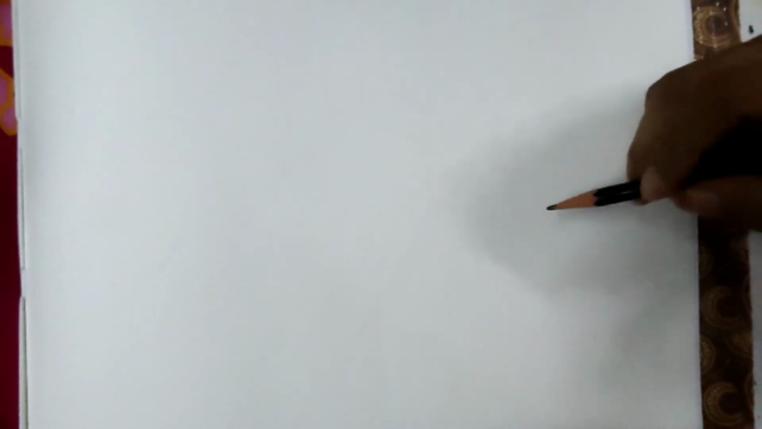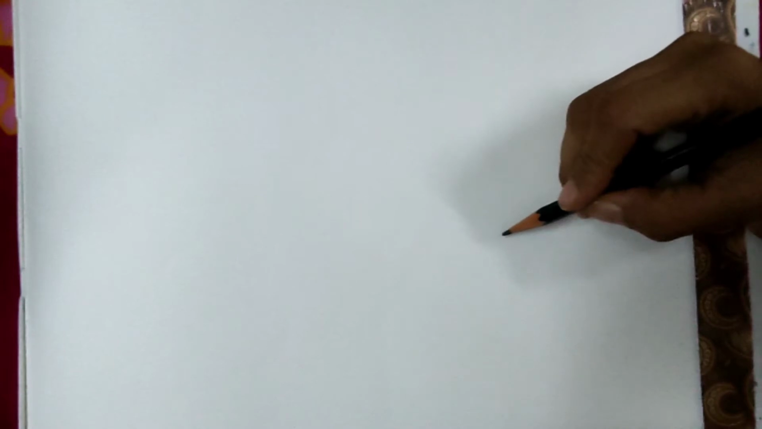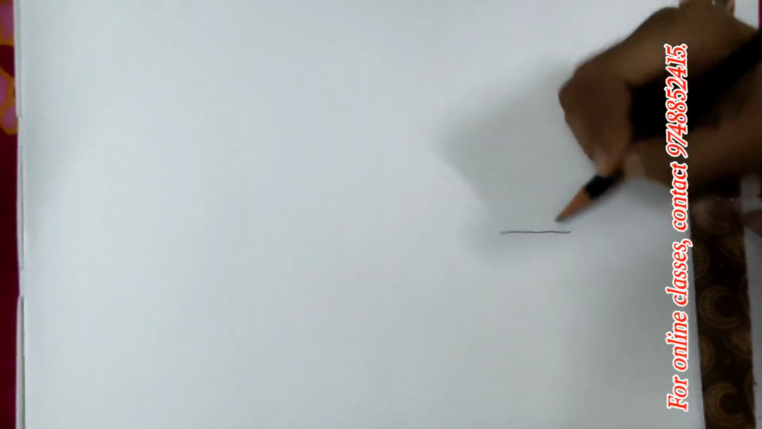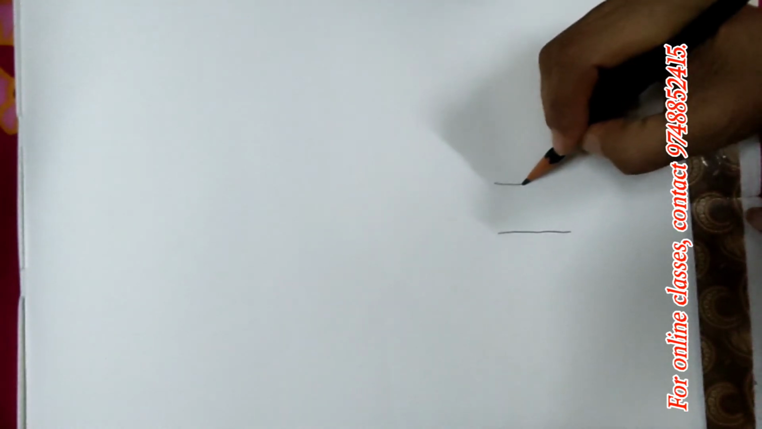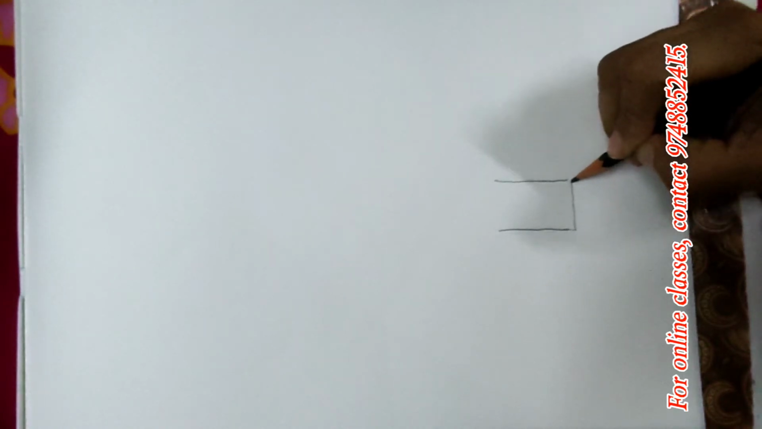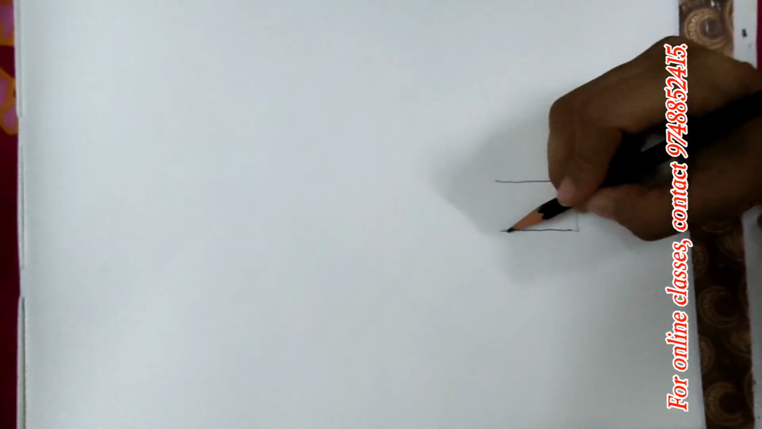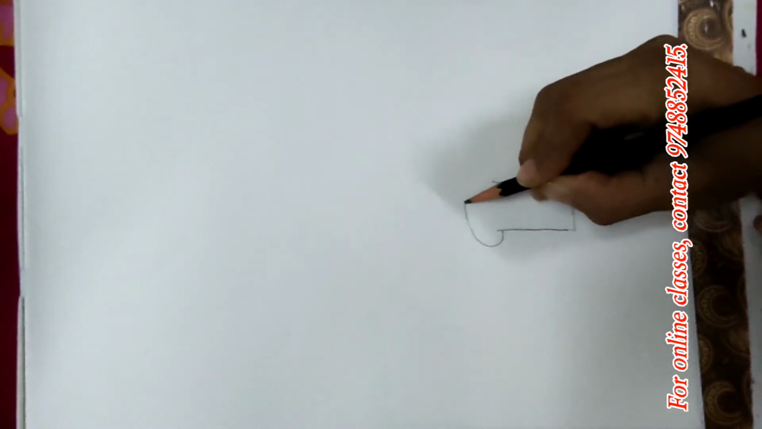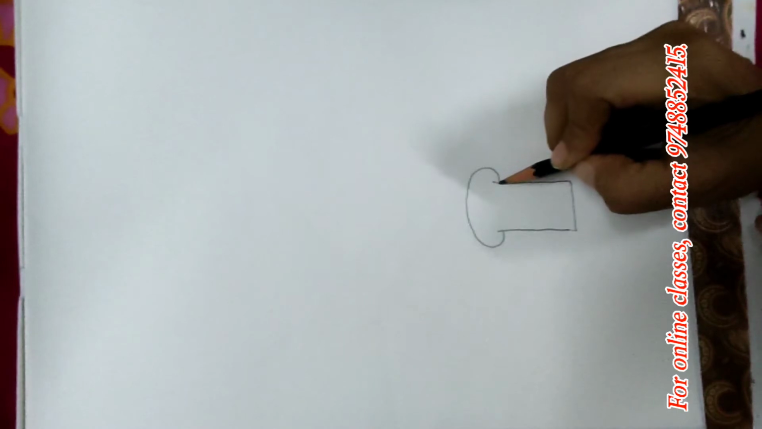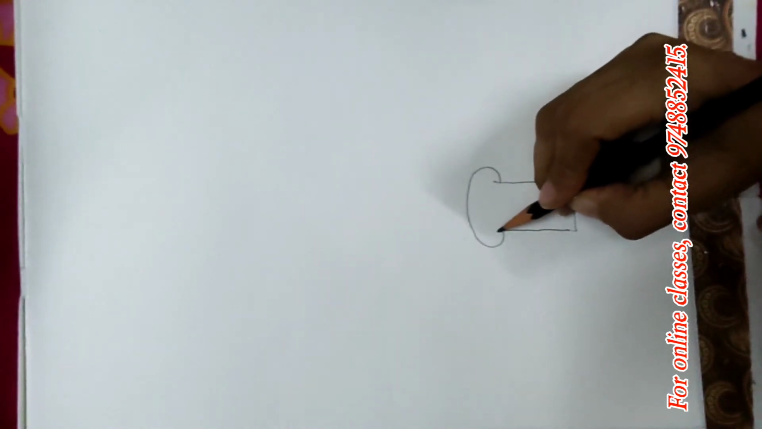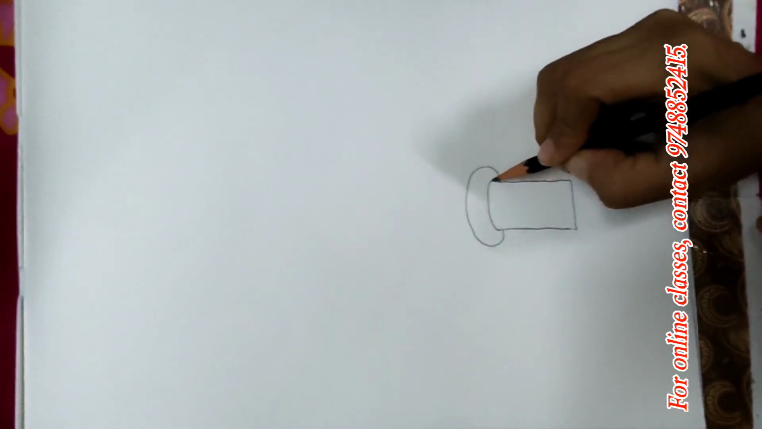Hello my dear painters, let us start making a mushroom. Start from the stem, make 2 lines and join. From here, make a small circle till the edge of the other line and join this part also.